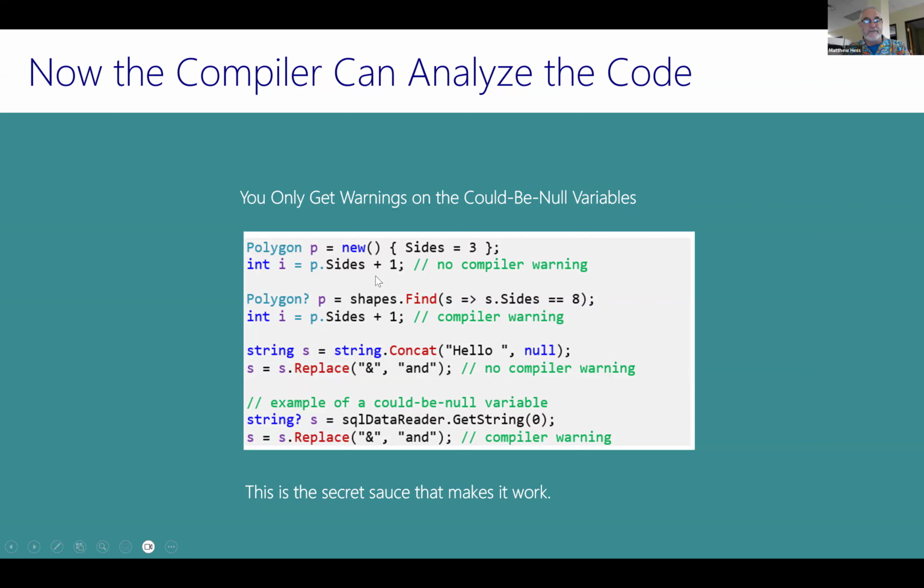So for this one, you don't get a compiler warning, int i equals p.Sides plus 1, because you've said, no, polygon p should never be null. And here you would get a compiler warning because you said, yep, p might be null. Similarly, you would not get a compiler warning here, s equals s.Replace. You would get one here on s equals s.Replace. The difference is that we've said this one might be null, and this one we've said is not going to be null. So this really is the secret sauce that makes this entire thing work.